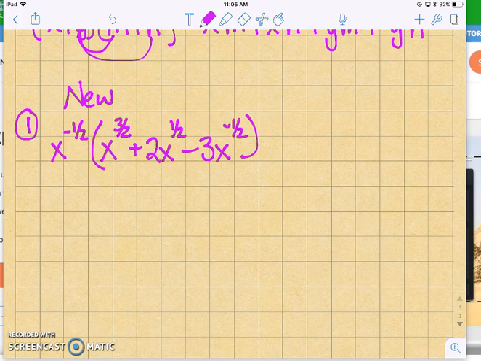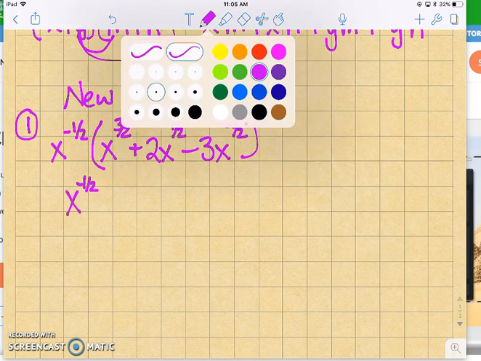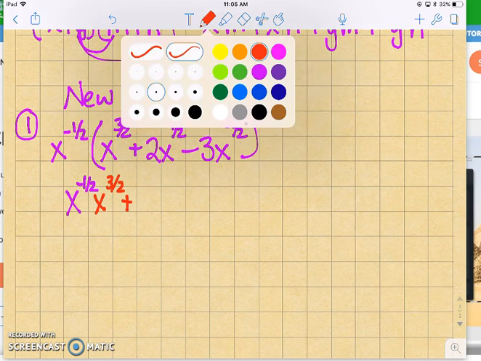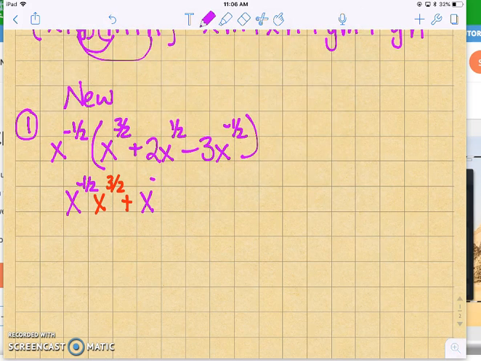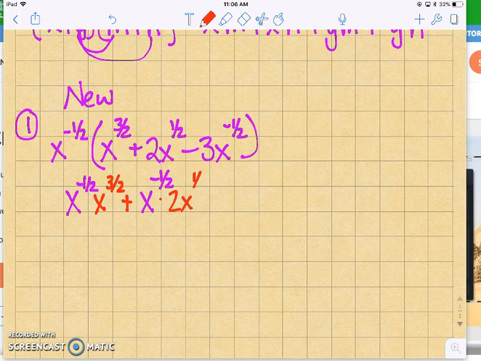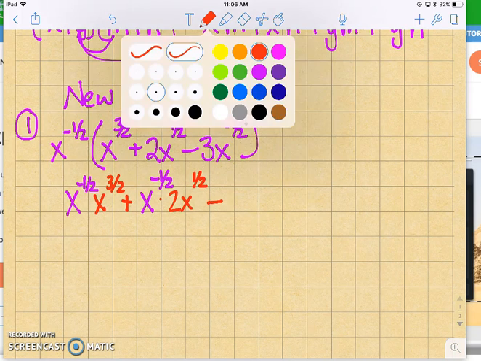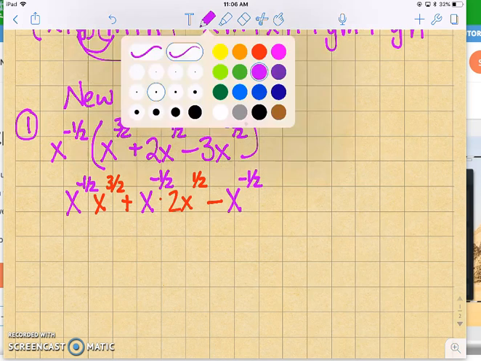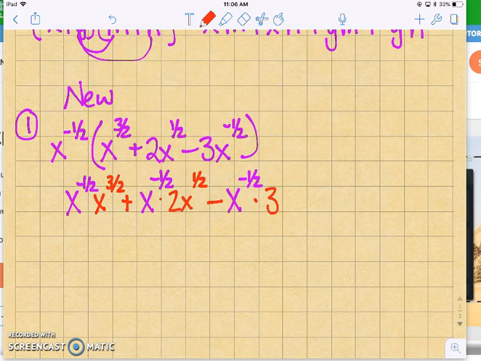So we multiply x to the negative half by everything. So x to the negative half times x to the 3 over 2 plus x to the negative half times 2x to the half minus x to the negative half times 3x to the negative half.